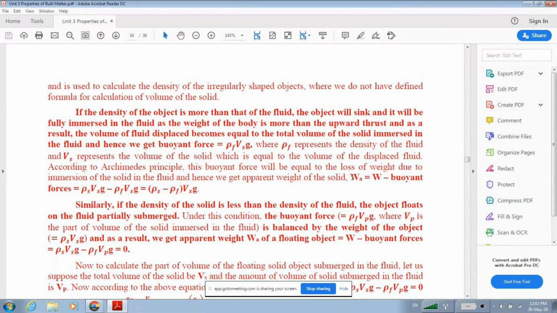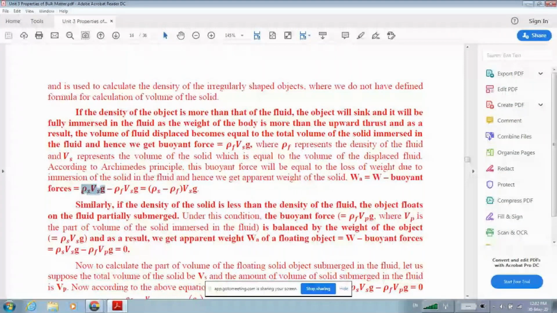So what is the actual weight of the solid? That is also mass into acceleration due to gravity. So mass is nothing but density into volume of the solid element. So rho s represents the density of the solid and Vs represents the volume of the solid, and rho s Vs represents the mass of the solid, and into g we get the weight of the solid in air medium. So it is its actual weight. So this is the actual weight of the solid in air medium, and this is the buoyant force.